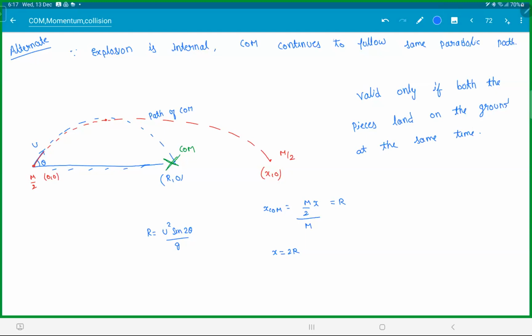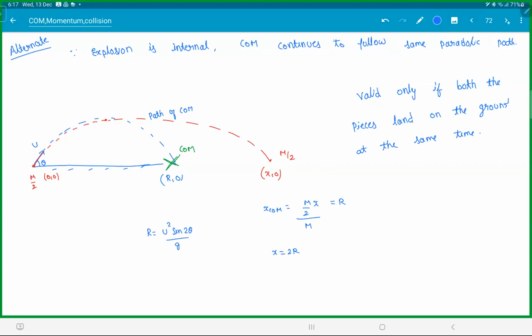But if the times of flight are not the same, if one of them reaches the ground first, then when it hits the ground, I'm assuming it will stop. If it is stopping, there are external forces on the system at that instant, and that will mess up the whole system. Because the whole story is, since explosion is internal, center of mass should not get affected. Hitting the ground is not internal anymore. I hope everyone has got this logic here.